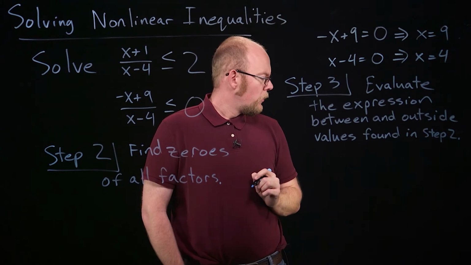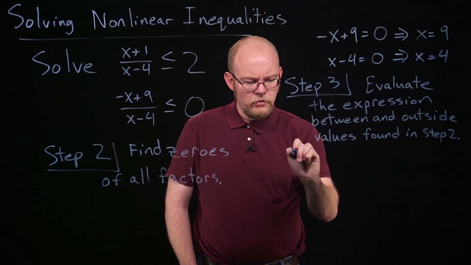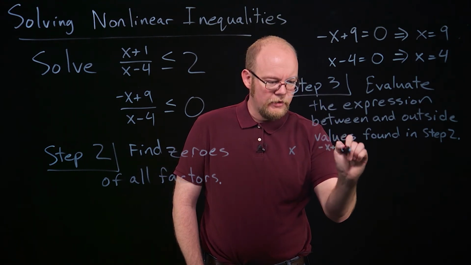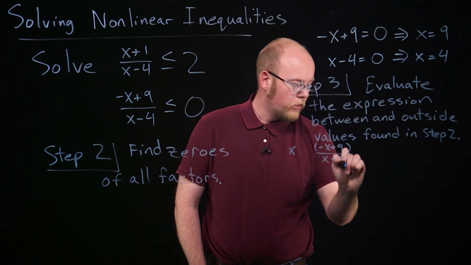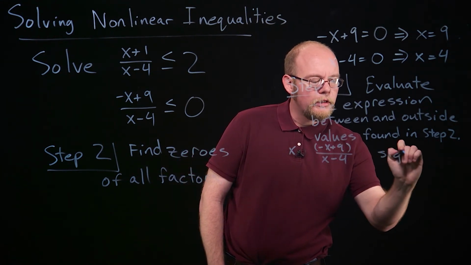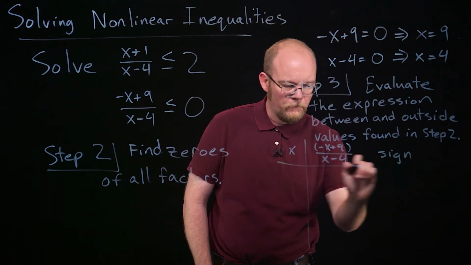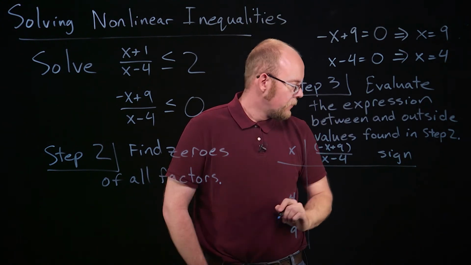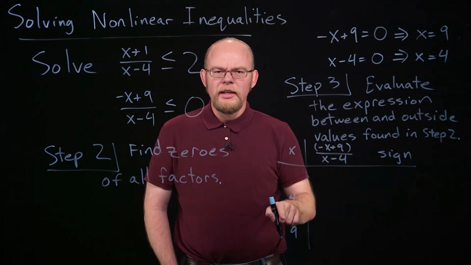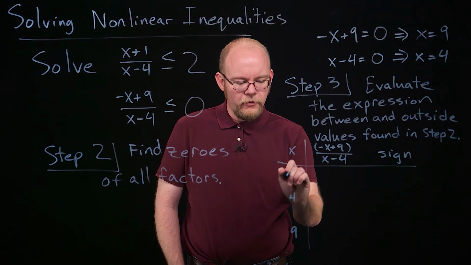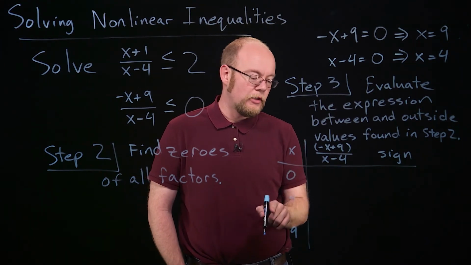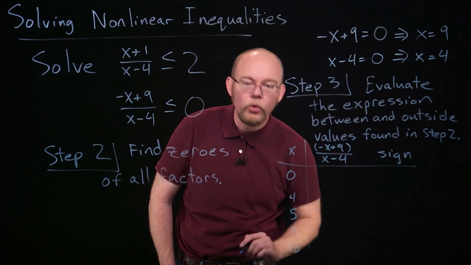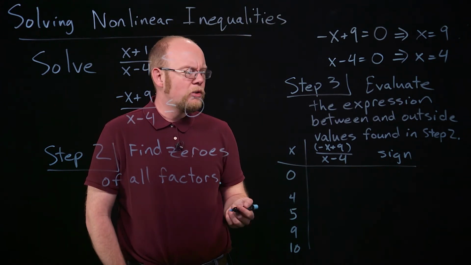Okay? So to do that, we'll just build a little table here. We're going to say what our x value is. We're going to ask what negative x plus 9 over x minus 4 is going to be. And really what we're interested in is the sign. So 4 and 9 are 2 values. I'm going to list these in order like so. And I need to find the values between these points and outside these points. So outside of 4 to the sort of left-hand side is going to be 0. Between 4 and 9, I'm going to evaluate at 5. And then some point beyond 9, well, we'll just choose 10. All right? So those are our choices for x.